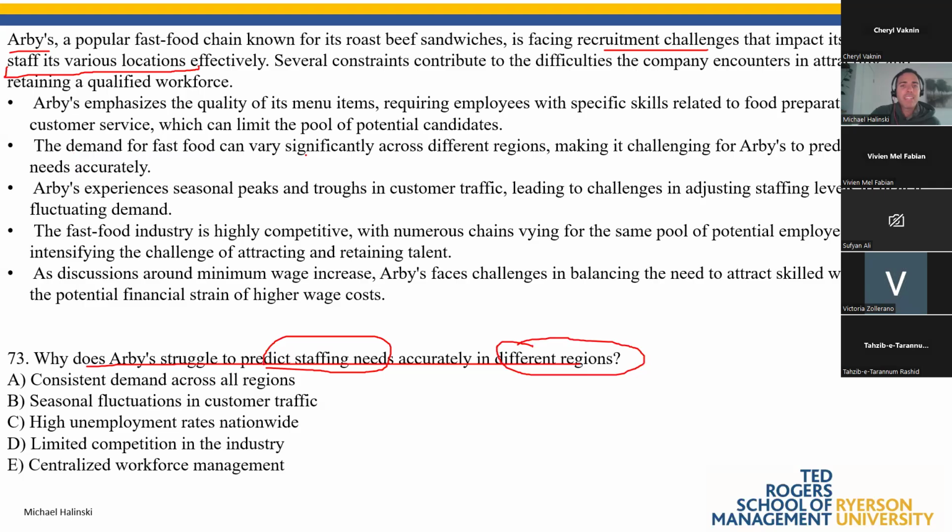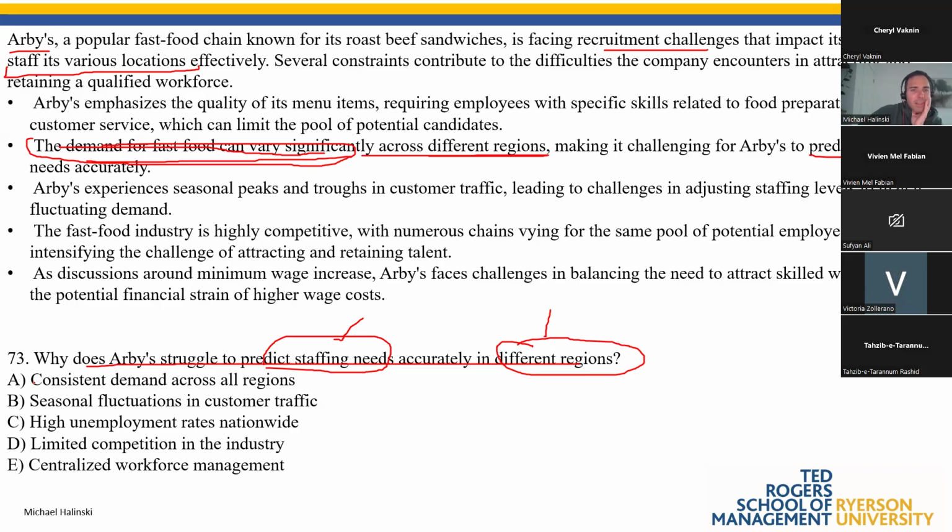The demand for fast food can vary significantly across different regions. Okay, there we go. So that's a big check, making it difficult to predict staffing needs. So staffing needs is also mentioned. So, check. This line item is specifically related to this question. You should probably read the rest of the question to make sure there's nothing else related to it, but I know there isn't because I've already read the question and I made the question. So why does Arby's struggle to predict staffing needs accurately? Because the demand varies significantly across regions, so that's why it's difficult to predict staffing needs. Okay, so now we know the answer.